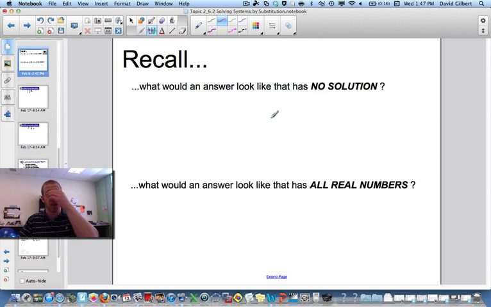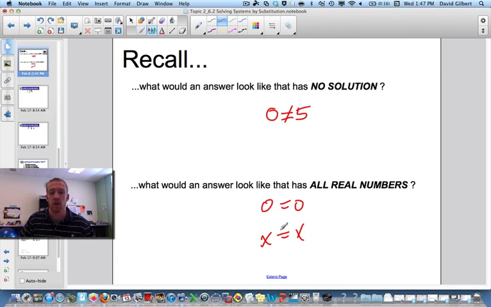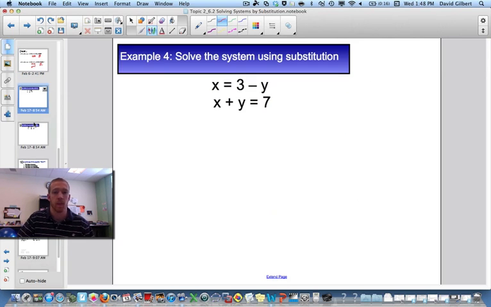So recall, whenever you have some type of answer algebraically that gives you no solution, that's when the variables eliminate and you get some nonsense like 0 equals 5 or something like that. Alright, if you get an answer that has all real numbers, that's when you get an answer like 0 equals 0 or x equals x, something equaling itself. That would be all real number answers, and that would be no solution.